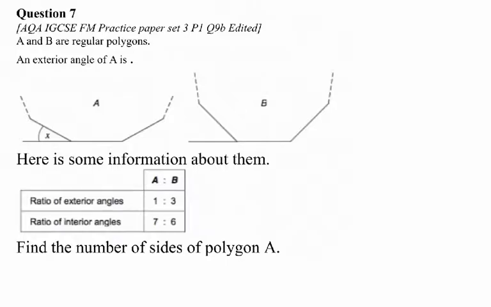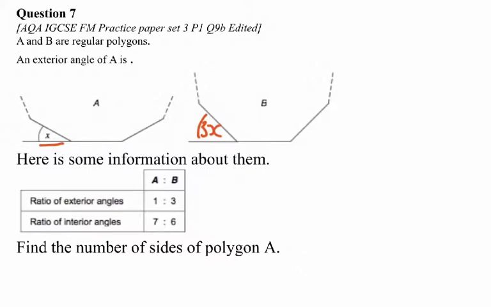So it says ratio of exterior angles. So the ratio from A to B is 1 to 3. So if the angle here is X for the exterior angle, then the exterior angle on B would be 3X because B is 3 times bigger than A. Okay. Now it comes to interior angles, so I'm going to use a different letter.